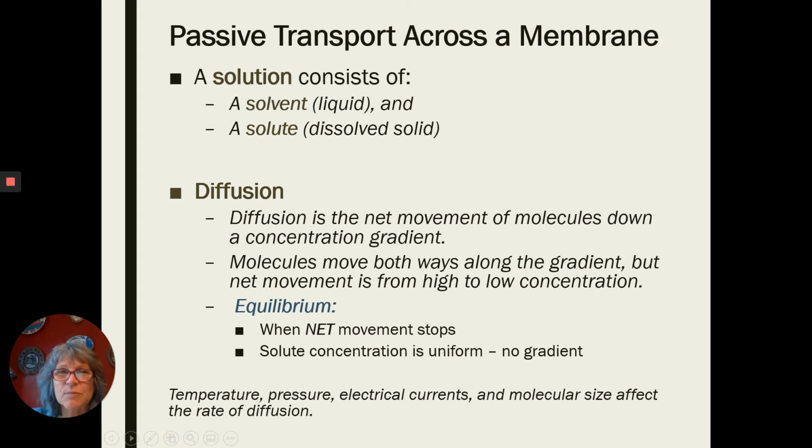So when we're talking about passive transport, we have to look at what's inside and what's outside to figure out the concentration gradient: where is the concentration high, where is it low. So we're going to compare two solutions. A solution consists of a solvent, some liquid, and a solute, a solid that's dissolved in the liquid. In biology, water is our universal solvent, so we're talking about water when we talk about a solvent.